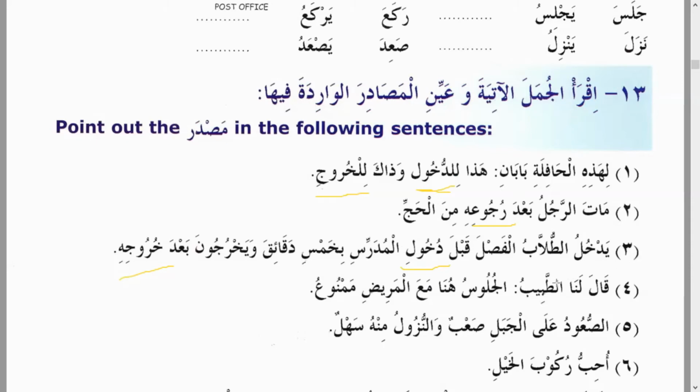قال لنا الطبيب. Doctor said to us. قال لنا الطبيب الجلوس هنا مع المريض ممنوع. The doctor said to us, sitting here with the patient is prohibited. So julus is the masdar. الجلوس هنا مع المريض ممنوع. الصعود على الجبل صعب والنزول منه سهل. Ascending the mountain is difficult, while descending is easy. Fifth one.